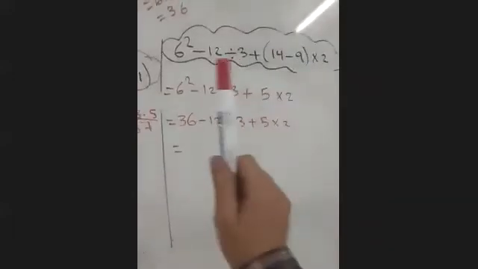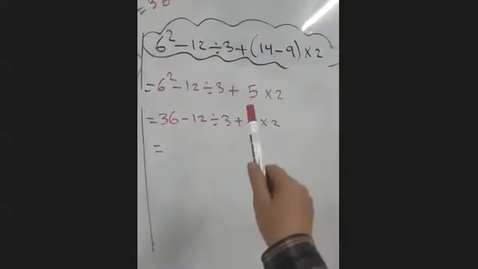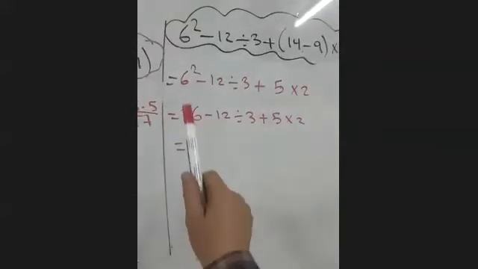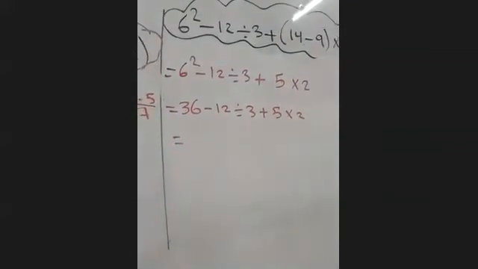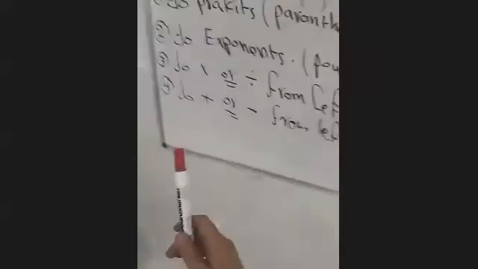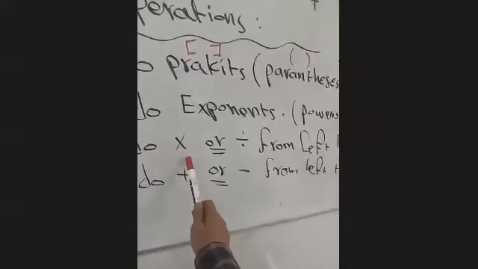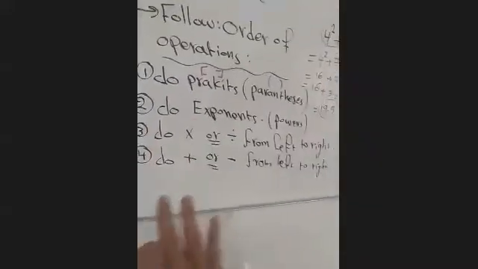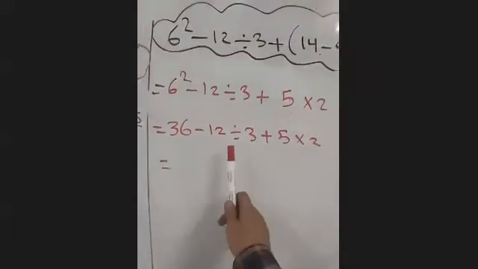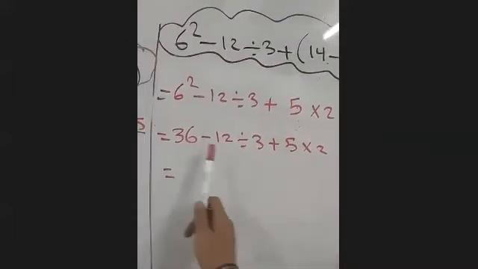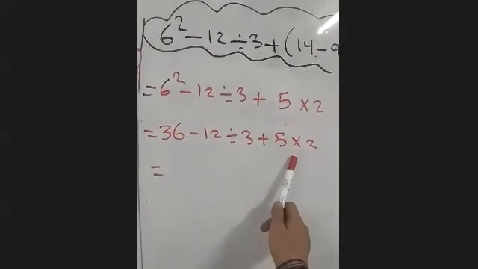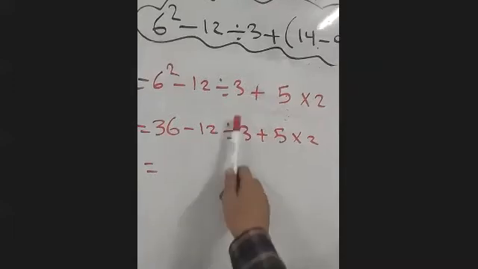Again, the first step, I did the brackets only, the parentheses only. The second step, I did the exponents only. Now, the third step here, do multiply or divide from left to right. So I will go from left to right. If I have multiply or divide, I will do them. Here I have divide and multiply. What comes first? The division. So I'll do the divide first, then I'll do the multiply.